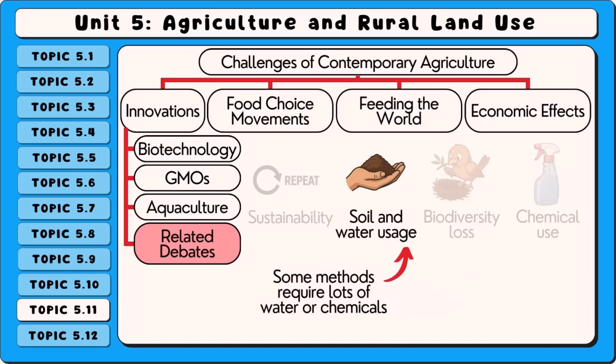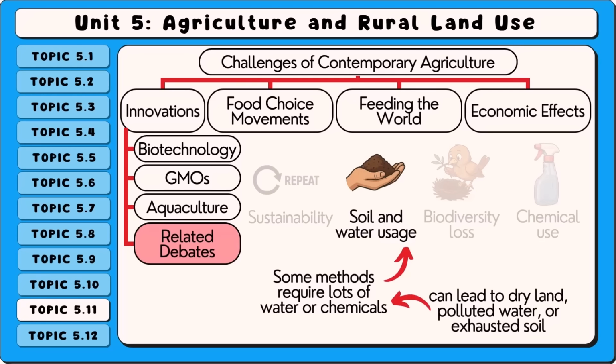Second is soil and water usage. Some modern farming methods require lots of water for irrigation or chemicals that damage the soil. Over time, this can lead to dry land, polluted water, or soil that can no longer grow crops.